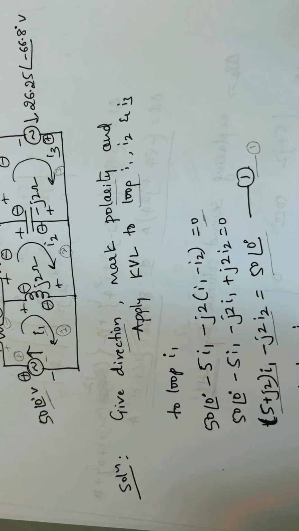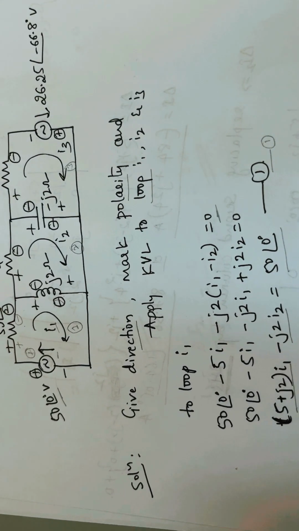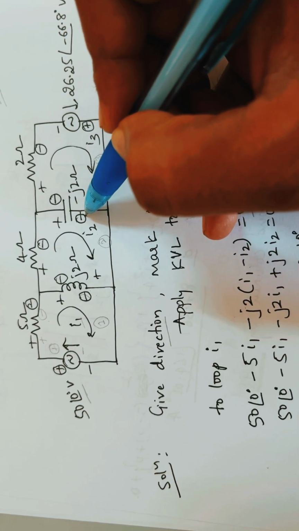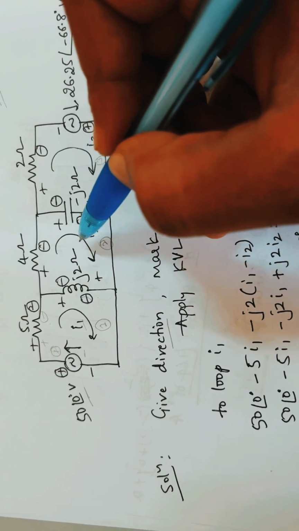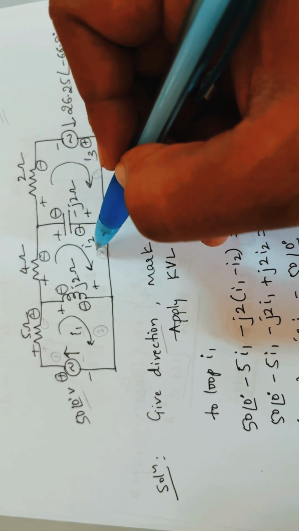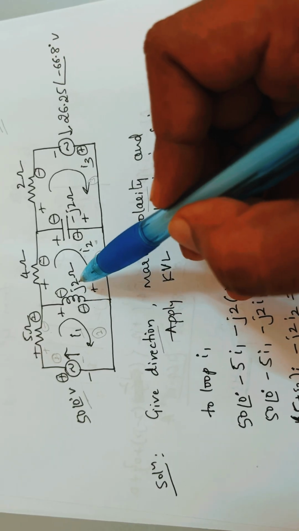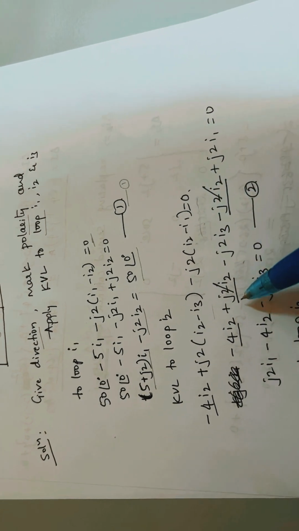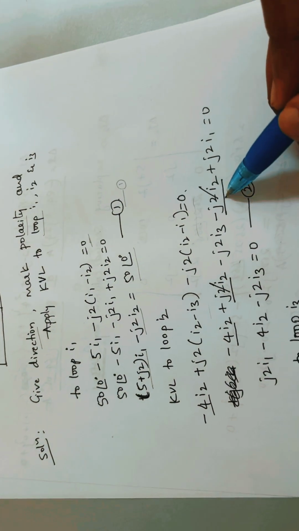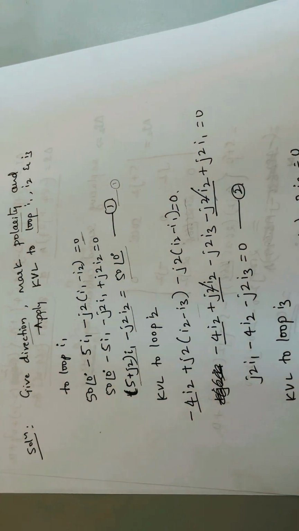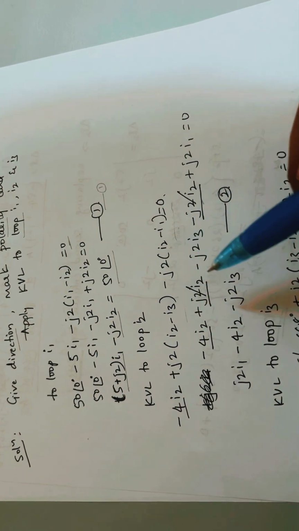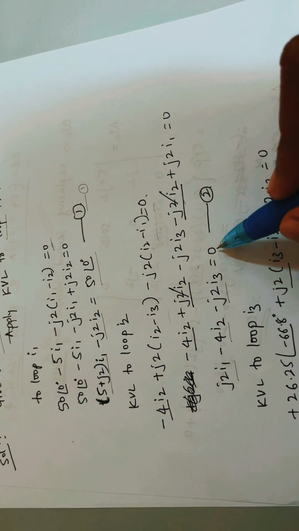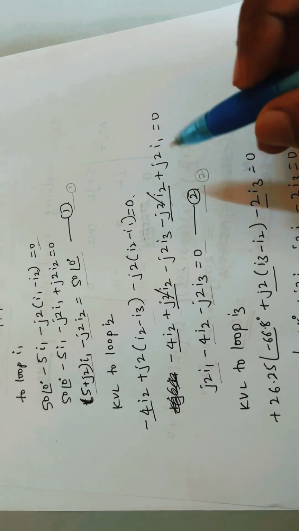Similarly, applying KVL to the second loop, that is minus 4 I2, minus into minus plus j2 into (I2 minus I3), both are in opposite direction and the reference is the second loop. And here also minus j2 into (I2 minus I1), so writing the same equation. Then simplifying, this j2 I2 minus j2 I2 will get cancelled. You can take a screenshot and simplify the equation to check this. Finally you will get j2 I1 minus 4 I2 minus j2 I3 equals 0. I am giving this as equation number 2.